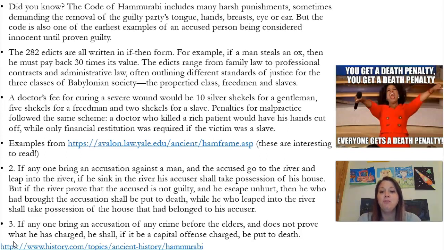So for number 2, if you bring an accusation against a man, then the accused is going to go to the river and jump in. If he sinks in the river, then the person who accused him will take his house. But if the river proves that the accused is not guilty, in other words, he doesn't drown, then he escapes unhurt, and then the accuser is going to be put to death. And then the person who jumped in the river, who was accused, gets to take the other guy's house. So that's kind of what is going on with the Code of Hammurabi. A lot of that is attempting to put people to death and using nature to do that.